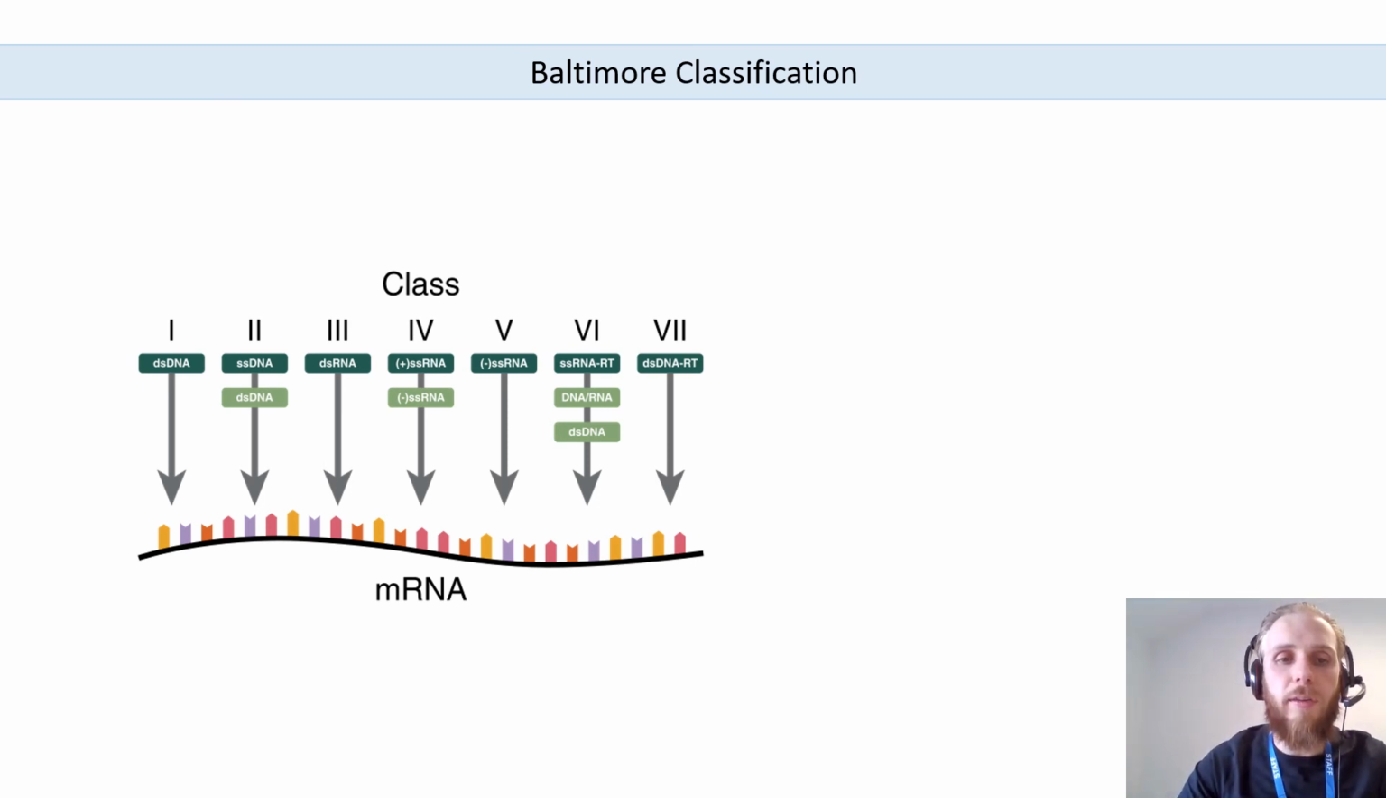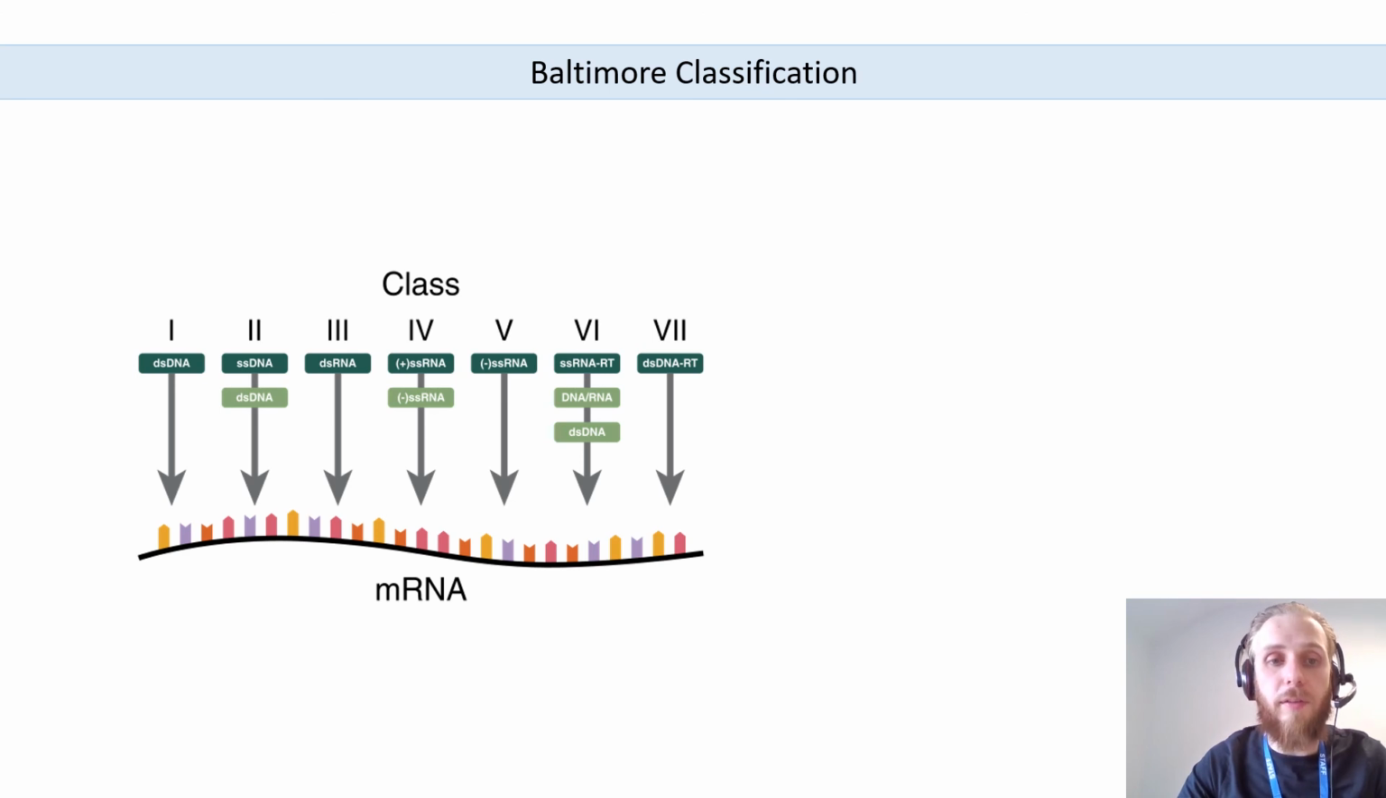Okay, so as we can see, the line for each group is going from the original genome to RNA. Because again, as we said, they all need to produce RNA. So group 1 viruses are double-stranded DNA viruses, and they produce mRNA from their genome. Single-stranded DNA viruses produce RNA from their genome, but do it in a different way. Double-stranded RNA viruses, again, produce RNA from their genome, but do it in a different way.